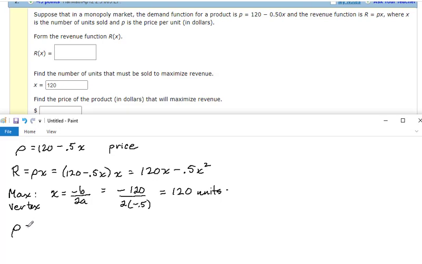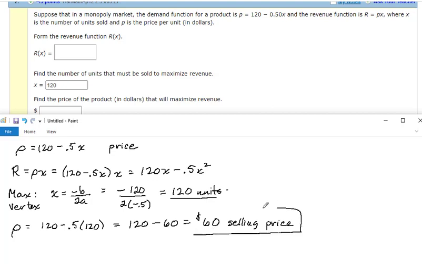Price is 120 minus 0.5 times any number of units you want to sell. Well, how many do you want to sell? I want to sell 120 because that's the one that works out the best. So this gives me 120 minus 60, 60. 60 what? That's a lowercase p, which is a price. A $60 selling price is the right price to incentivize 120 people to buy your product, and that's the best your revenue can ever be.